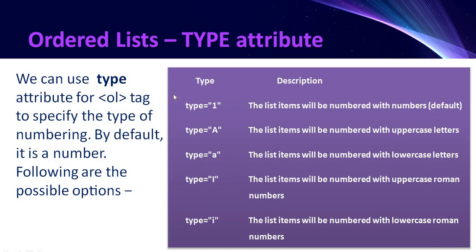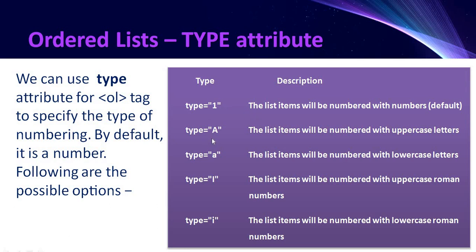And as we have seen how to change the bullets in the unordered list, here also we can change the type of numbering in the ordered list. If I specify the type attribute as 1, my list items will be numbered with numbers. This is the default one. Whether you specify it or not, the numbers will appear.